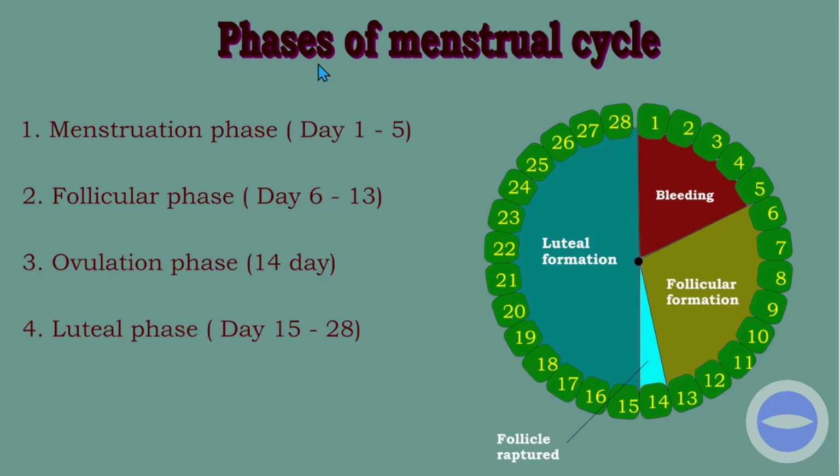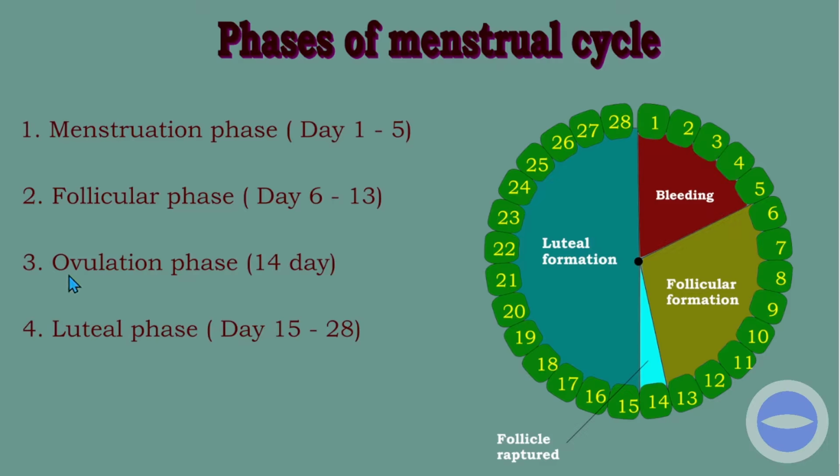The menstrual cycle is divided into four phases. The phases are the menstruation phase, which is from day 1 to day 5. This is the menstruation phase, the bleeding phase. And then we have the follicular phase, which is from day 6 to day 13. This is the follicular phase, which is the follicular formation, or formation of a Graafian follicle.